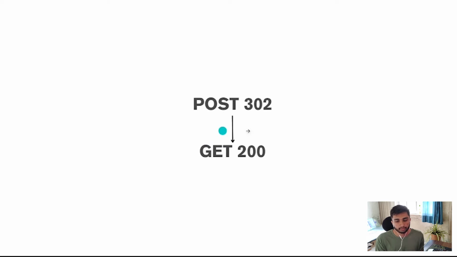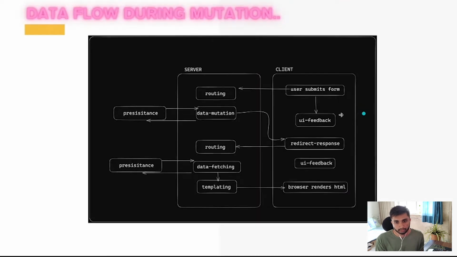So again, I have one diagram which is depicting the same thing. The user submits the form, we have some UI feedback, we are hitting a route, and once we hit the route, some data mutation is happening on the back end. We are adding the todo or the blog to the database. Then we are sending the response from the server to the client, and that is the 302 response. That is what I've written as a redirect response. And because of the 302, we are causing the refresh, and the routing is happening.